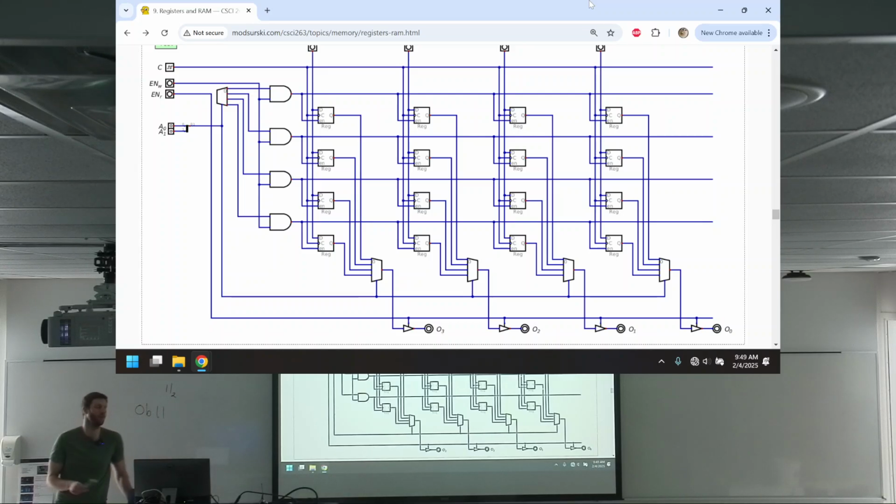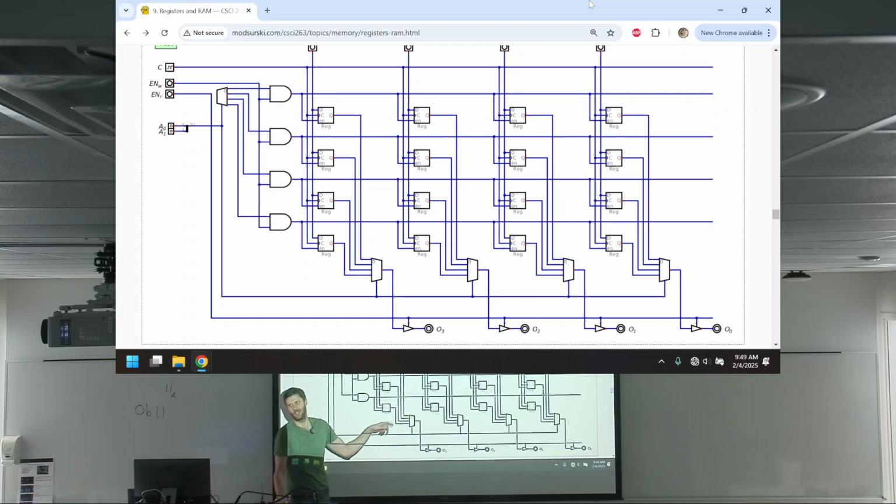So each of these is a register, a 1-bit register. I could simplify this design by having this be a 4-bit register to correspond to the whole row. But for the sake of learning about RAM, we have a 4x4 array of registers.